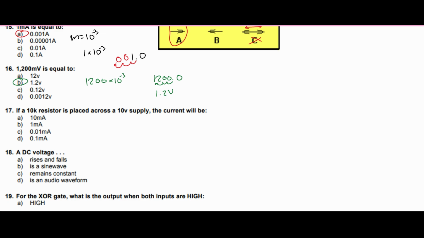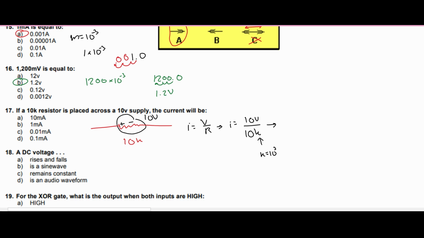For 17, we're asked if a 10K resistor, so we'll draw our resistor, is placed across a 10 volt power supply. We'll draw our power supply in black over it, with plus and minus, and this is 10 volts. We need to find the current. Using Ohm's law, current is equal to voltage over resistance. Current is equal to our 10 volts divided by our 10K resistor in this case. Remember that 1K is equal to 10 cubed. And if we do this, we are going to get that our I is equal to 0.001, and this is measured in amps.